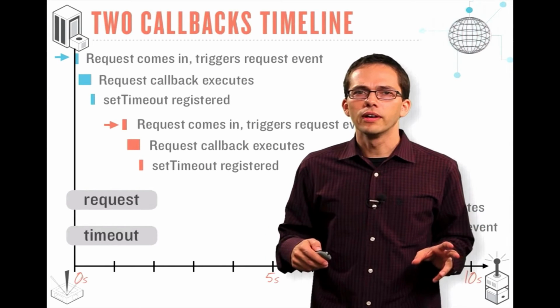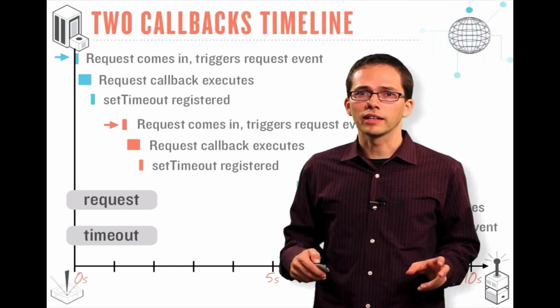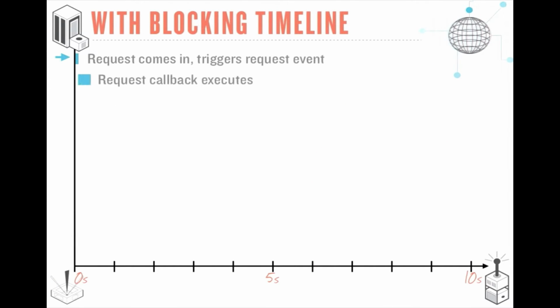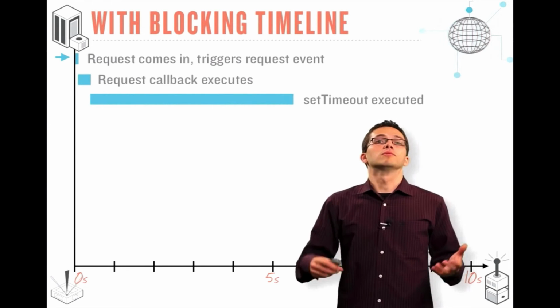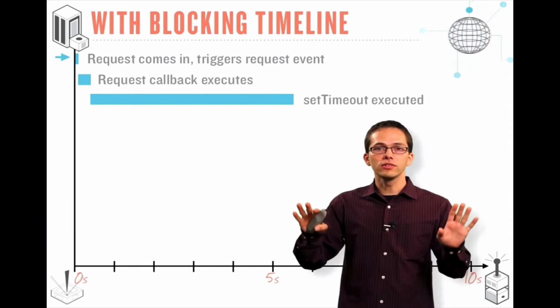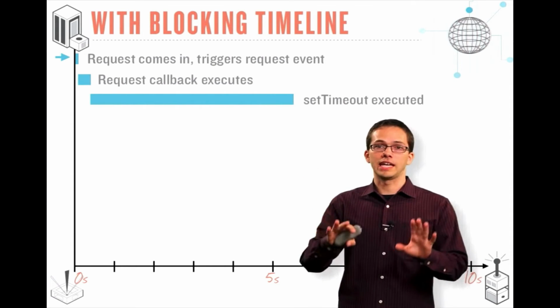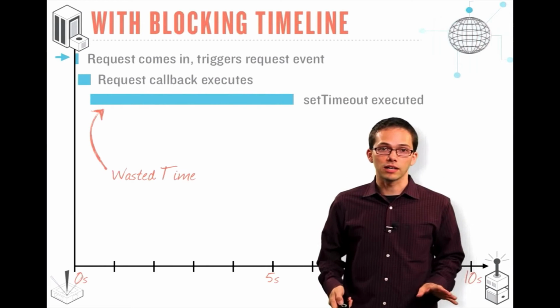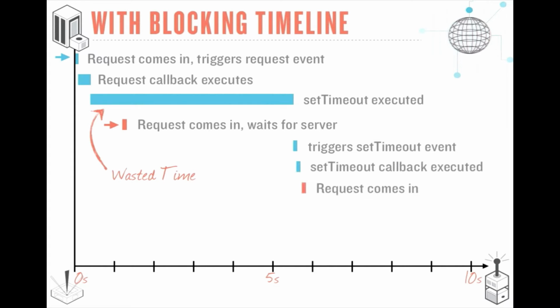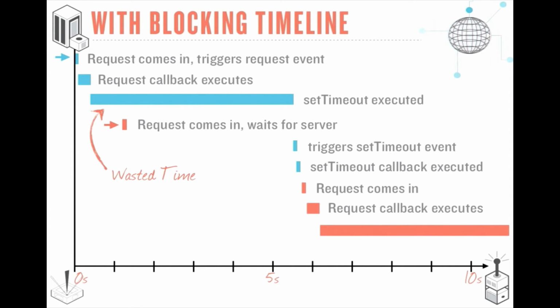What would this look like, though, if that set timeout was blocking? Well, let's try it. So a request comes in, the request callback executes, and the set timeout locks the world. Right? It stops the world. Nothing else can execute on this process while we are on a timeout. It is officially blocked. So if a request tries to come in, well, it just has to wait for the server to get unblocked. Once it is unblocked, it'll trigger the set timeout event, and so on and so forth, and the second request gets to lock the server again.